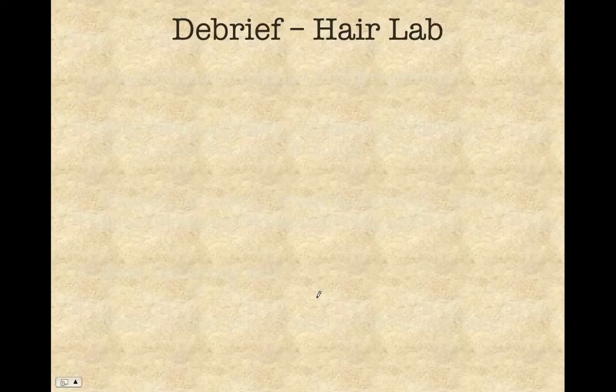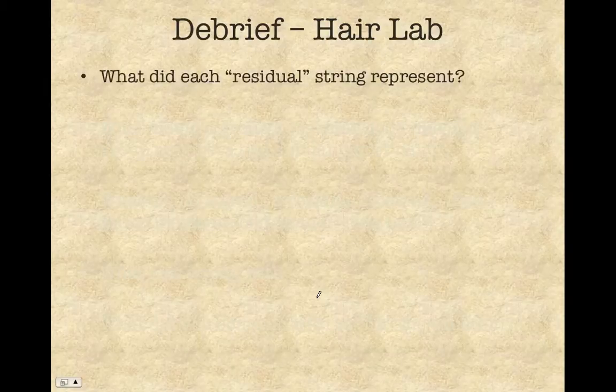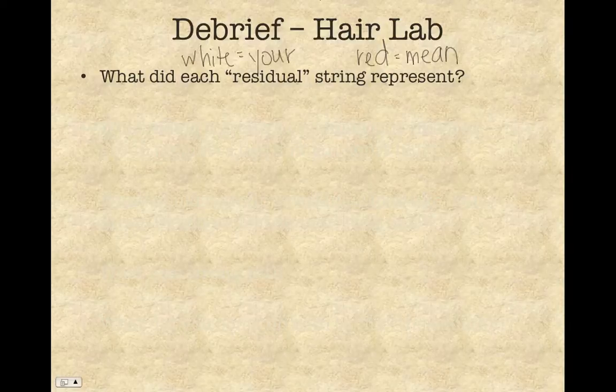Before we move into other measures of spread, I want to give a quick debrief of the hair lab that you did on Friday. So my first question for you is, what did each residual string represent? So everybody had a piece of white string, which was your hair length, and everybody had a piece of red string, which represented the mean hair length, and then you line them up together and you cut the residual, you cut the extra. So some of you had a white residual and some of you had a red residual. What did that represent? Well, it represented how different your hair was from the mean.